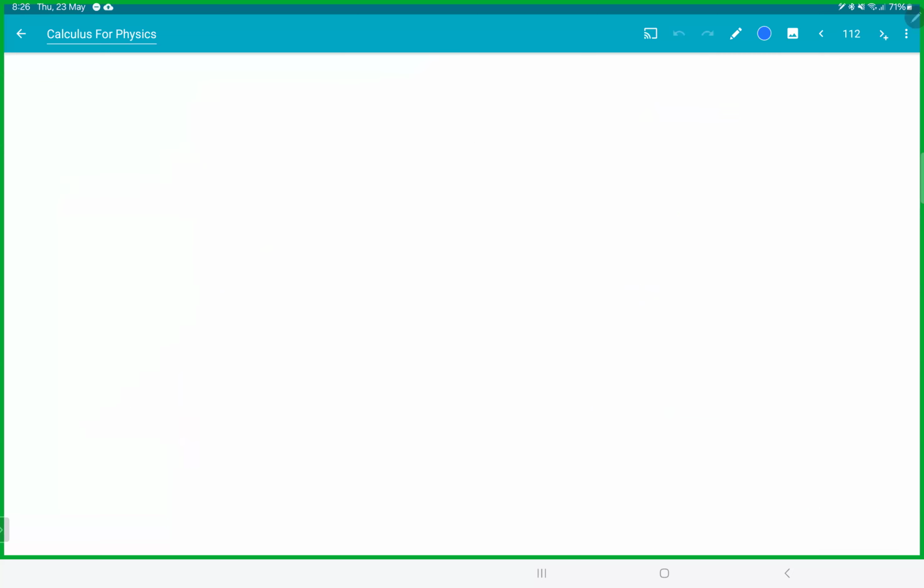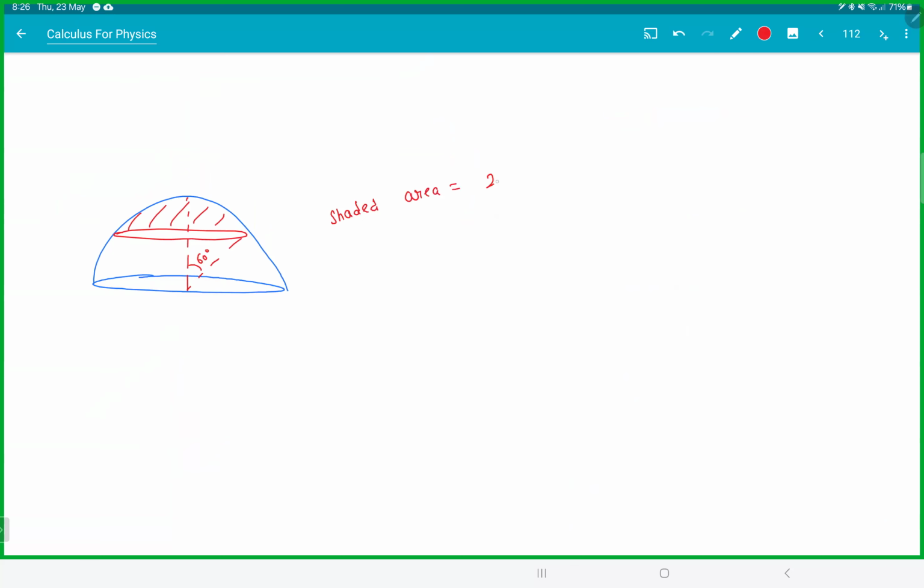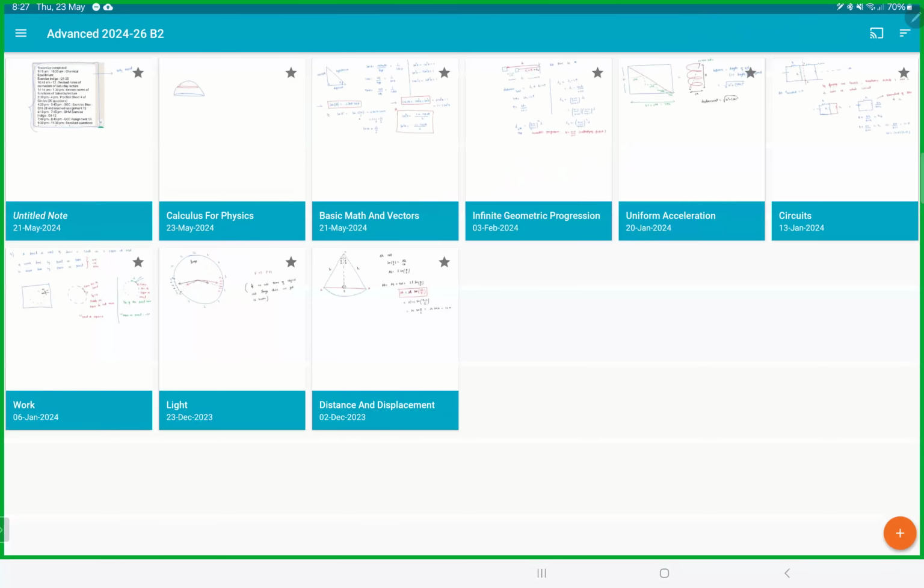So I'll just show you one example. Suppose someone gives you a hemisphere like this, and let's say this much part is coated, and this angle is 60 degrees. So using that formula, we get the shaded area is 2 pi r square (1 minus cos 60), which is pi r square. So that surface area is pi r square. Getting it? That's how you have to frame this thing. So the questions will be framed like this.